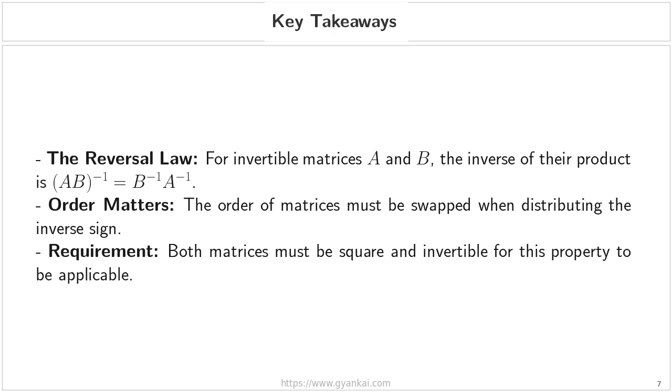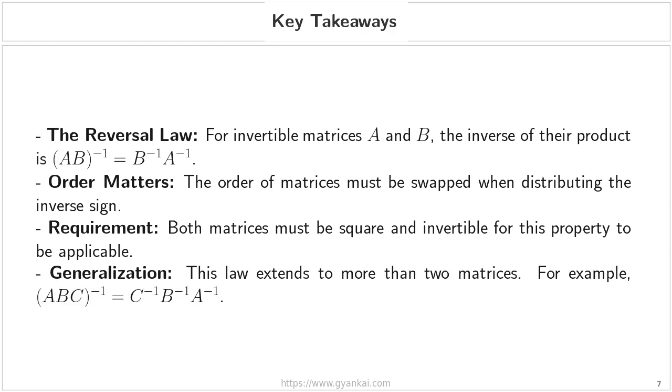Regarding the requirements, please keep in mind that this property is not universal. It is only applicable if both matrices are square and, crucially, if both are invertible. If either matrix lacks an inverse, this law cannot be applied. Finally, it is important to note that this principle generalizes beyond just two matrices. The reversal pattern continues regardless of how many matrices are in the product. For example, the inverse of the product of A, B, and C is equal to the inverse of C, times the inverse of B, times the inverse of A. Essentially, you always reverse the entire sequence.